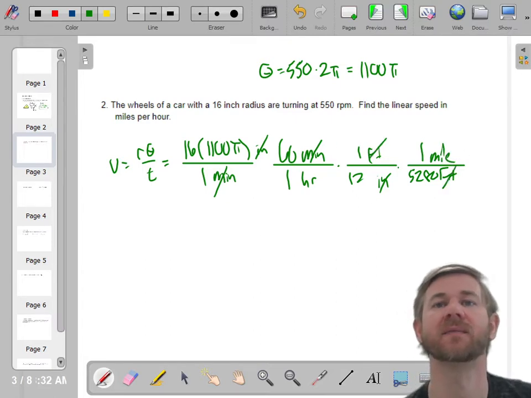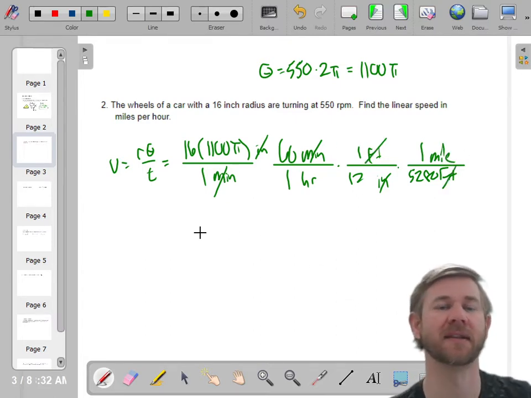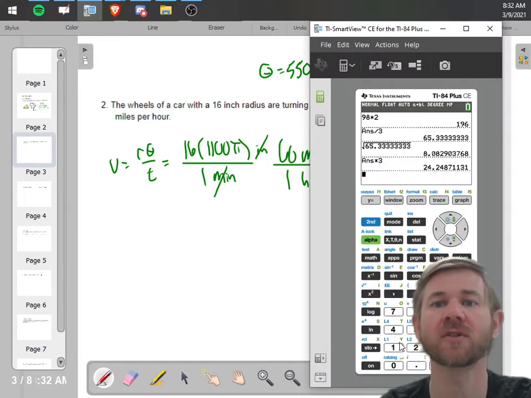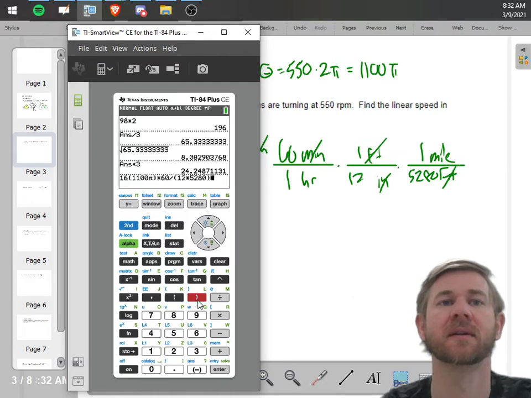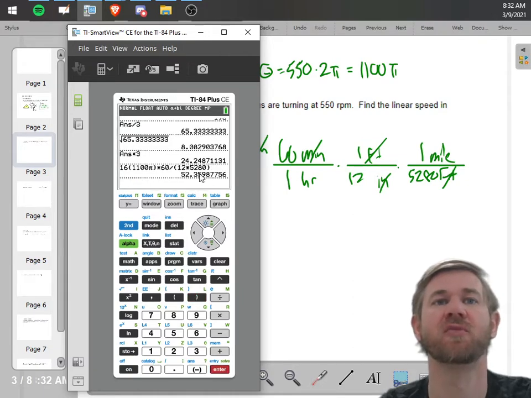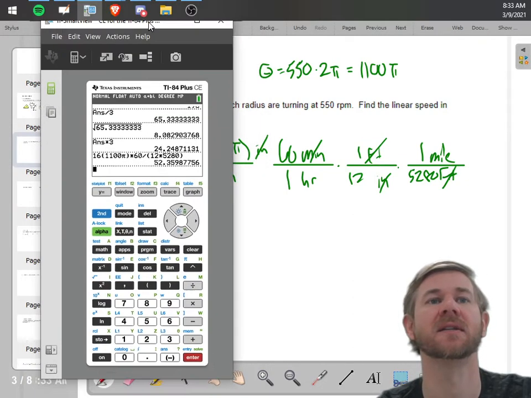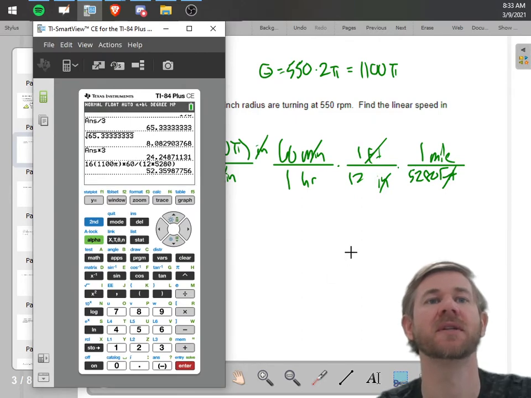Feet cancel. All right. Just got to type it in the calculator now. So 16 times 1100 pi, times 60. Now you got to divide, and since this is a quantity, you got to make sure you do 12 times 5280 in the denominator. So we get 52.36.